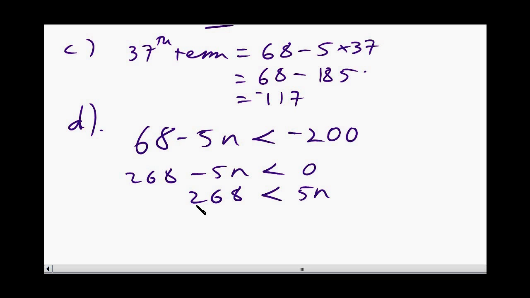5 into 250 is obviously 50. 5 into 260 is obviously going to be 52, plus an extra 1.6, so it's going to be 53.6. Sorry about that. So that is less than n. Therefore, if n is greater than that, then n must be, the first time it's going to happen, equal to 54. Let's just go back to the question.